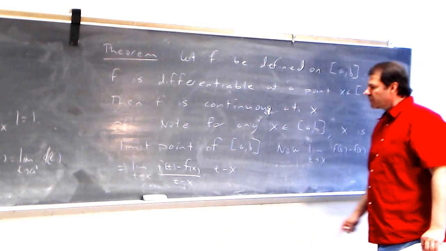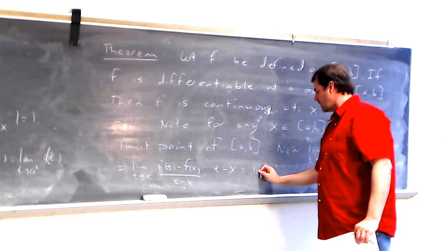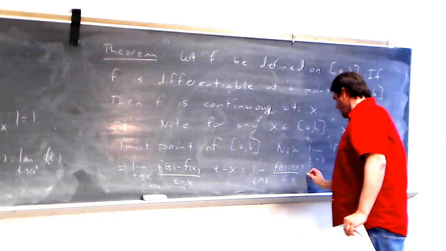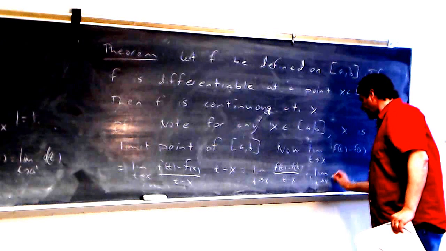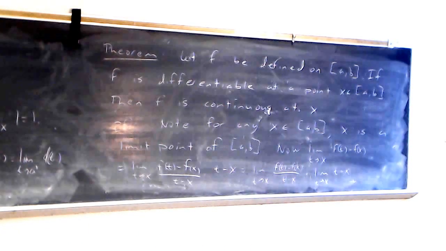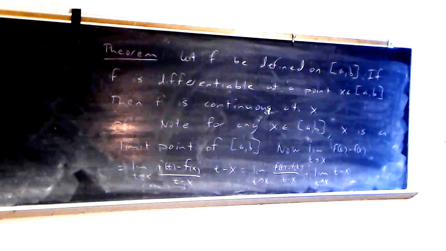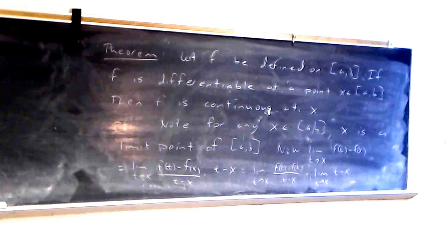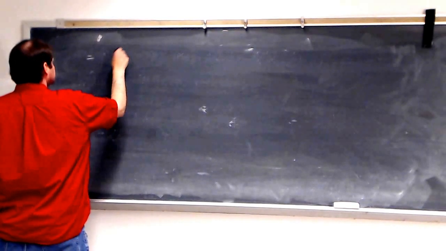Now, the limit of a product is the product of limits provided everything exists. Well, this is equal to the limit as t goes to x of f of t minus f of x all over t minus x times the limit as t goes to x of t minus x. And that is equal to f prime of x times 0. Okay?